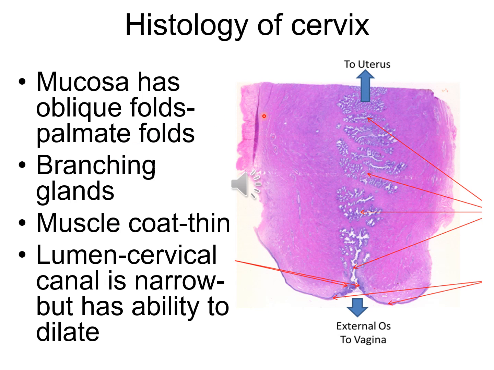The structure of the cervix of the uterus is different from that of the body. Here the mucous membrane is called the endocervix, and it has oblique folds which are called palmate folds, and the cervical glands are highly branched and tubulo-alveolar in nature, and they secrete mucus. Compared to the uterus, the muscle coat is very thin, and the lumen of the cervix, the cervical canal, is very narrow, and it has a great ability to dilate, mainly because of the presence of elastic fibers in the muscle coat.